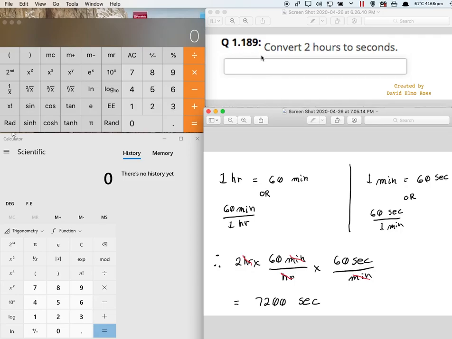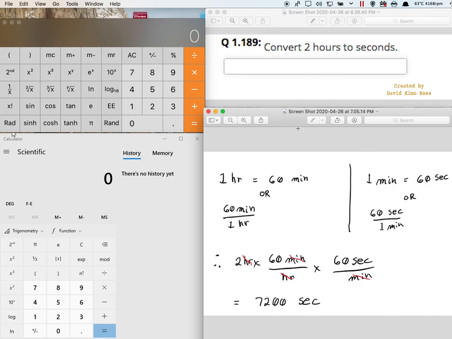Now this is one of the questions from Orion, which says convert 2 hours to seconds. Now you can do this on paper quite easily by saying 1 hour is 60 minutes, or you can write that as 60 minutes per hour. You also know that 1 minute is 60 seconds, or you can write that as 60 seconds per 1 minute.